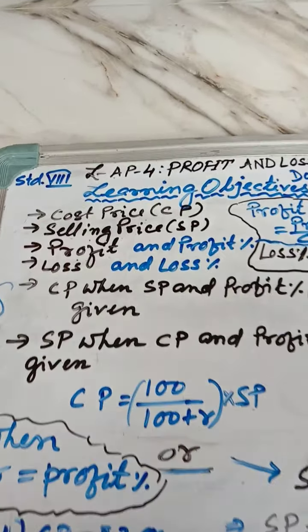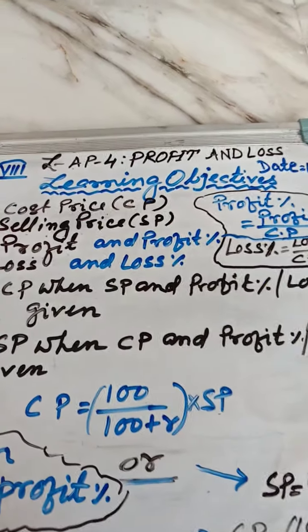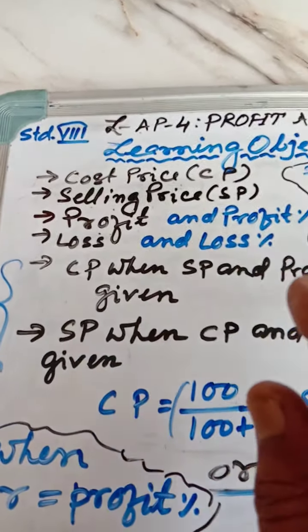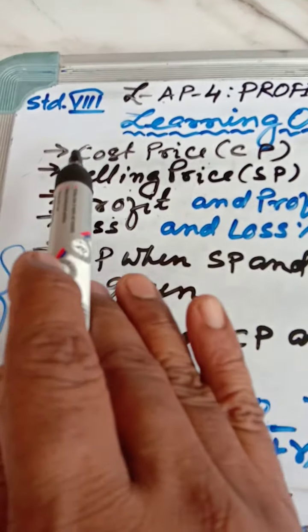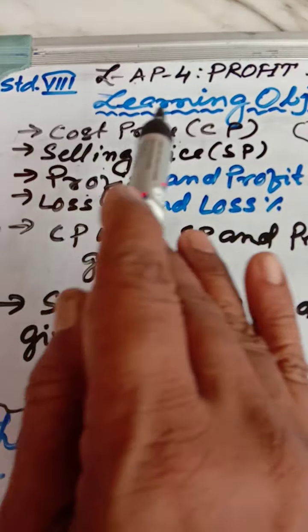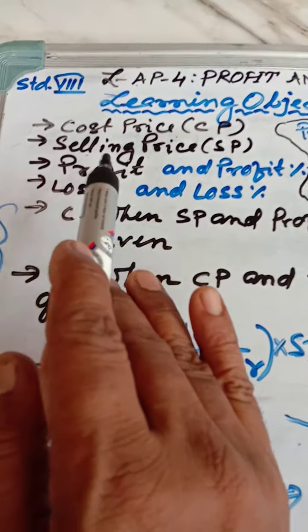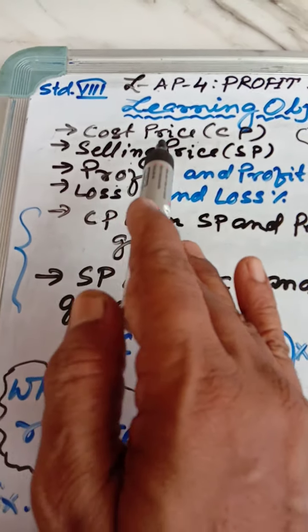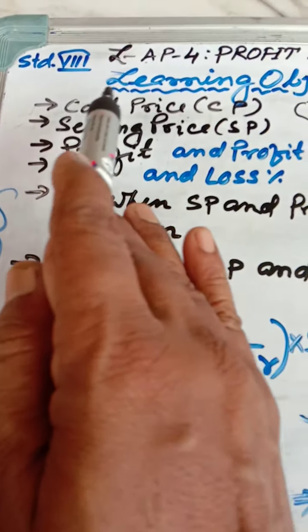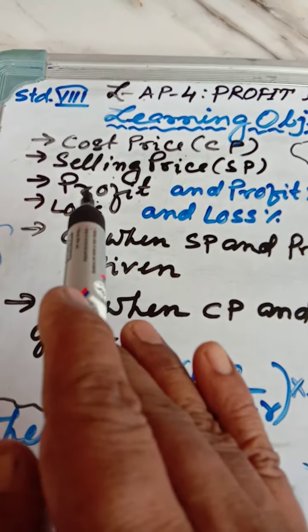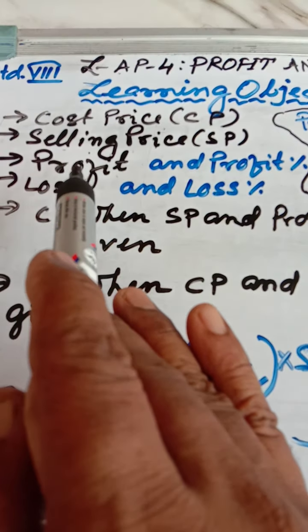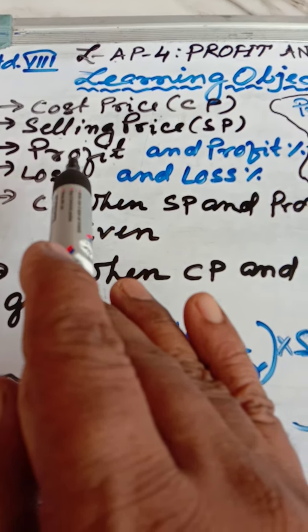See, before we move on to the lessons, the learning objectives are what? Mainly, there are 4 key terms in this lesson. That is CP, meaning cost price, SP, meaning selling price, profit and loss. If you have a concrete idea about these 4 aspects, then the subject will be very clear to you.